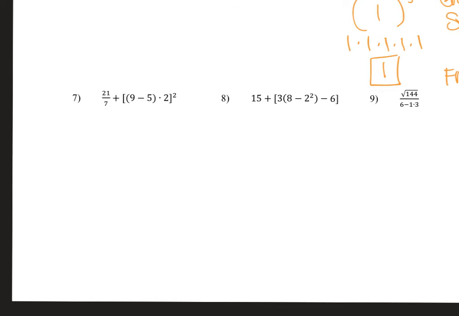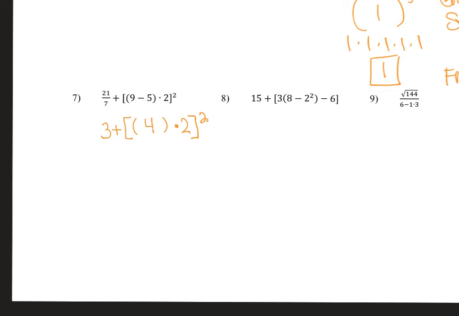So I am going to take care of this fraction bar. 21 divided by 7 is 3. Because remember, a fraction bar can be considered division. It also can be considered a grouping symbol. Because it's separate from everything, we can do it. So 3, and then we're going to take care of this parentheses. 9 minus 5 is 4. Then we have this times 2, close the brackets, and we're squaring it.